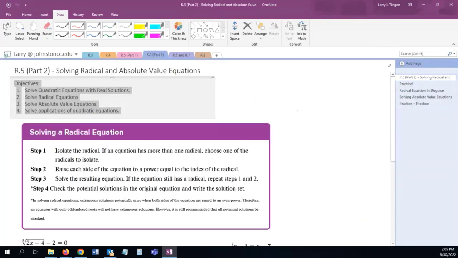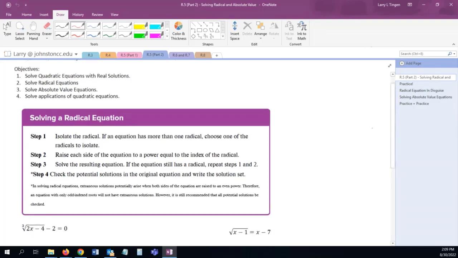All right. So last thing, I'm just going to talk this through and then we're going to go. The other half of R5 is radical and absolute value equations. And the way that they work is similar to what you've just seen.